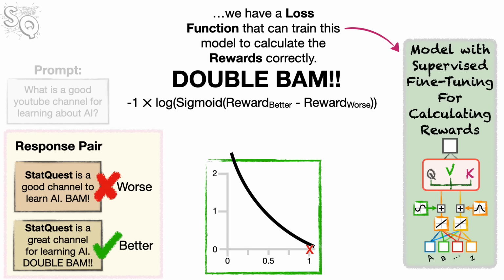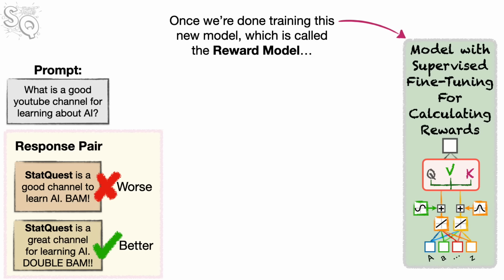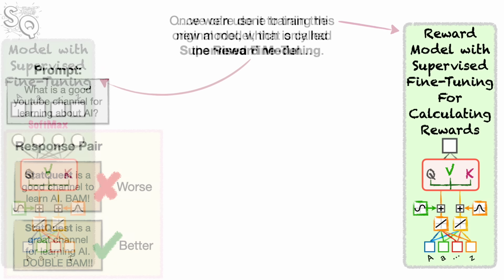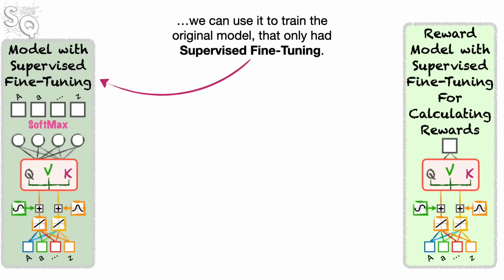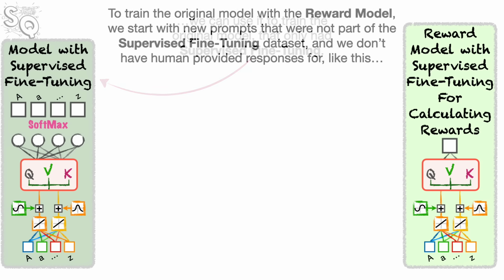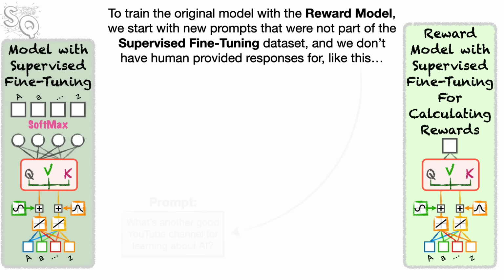Double bam! Once we're done training this new model, which is called the reward model, we can use it to train the original model that only had supervised fine-tuning. To train the original model with the reward model, we start with new prompts that were not part of the supervised fine-tuning dataset and we don't have human-provided responses for, like this.